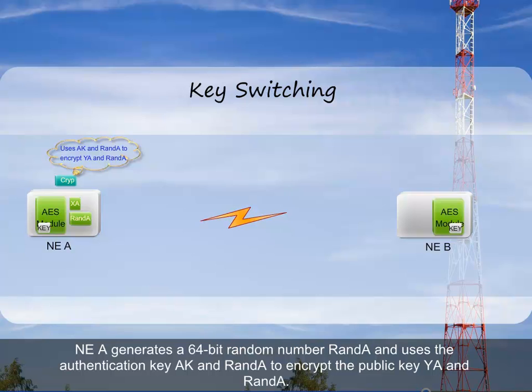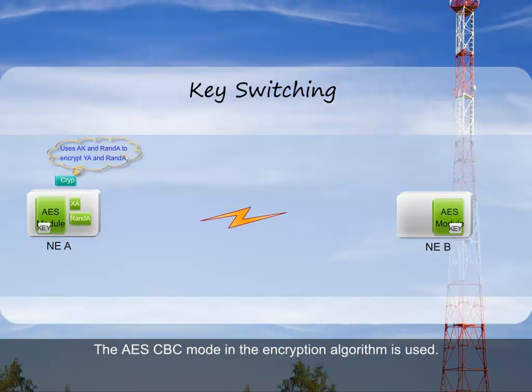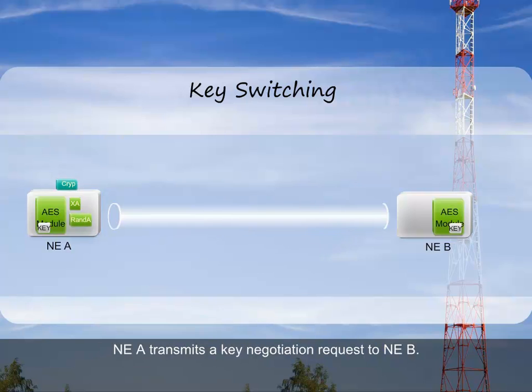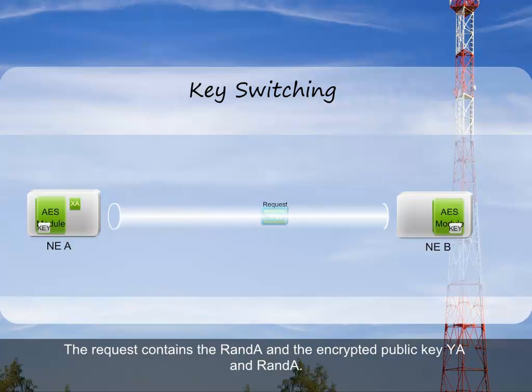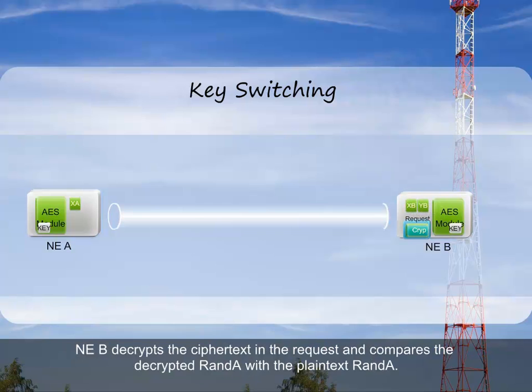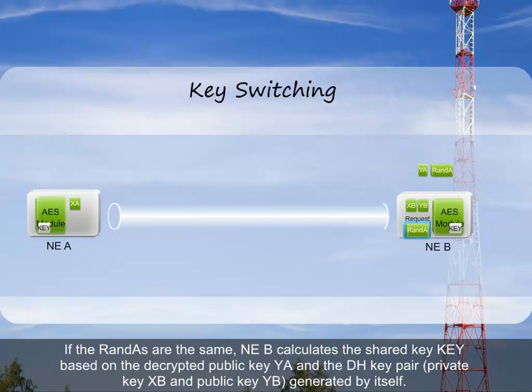YA and RNA. The AES CBC mode in the encryption algorithm is used. NEA transmits a key negotiation request to NEB. The request contains the RNA and the encrypted public key YA and RNA. NEB decrypts the ciphertext in the request and compares the decrypted RNA with the plaintext RNA. If the RNAs are the same, NEB calculates the shared key based on the decrypted public key YA and the DH key pair, private key XB and public key YB, generated by itself.